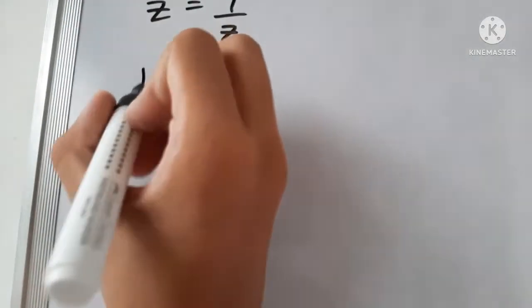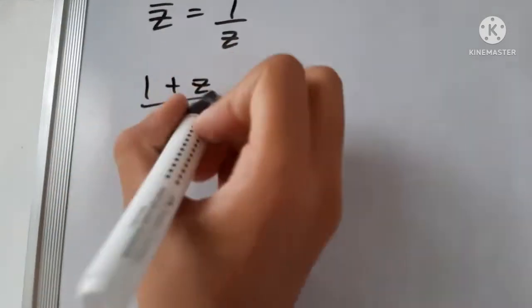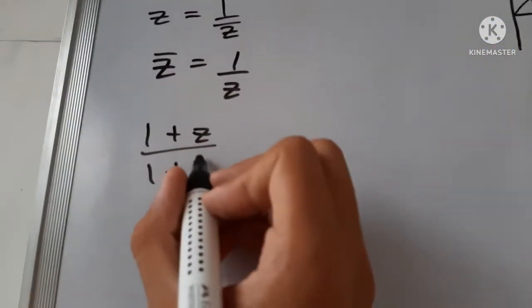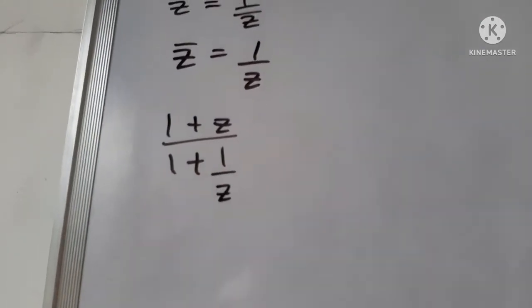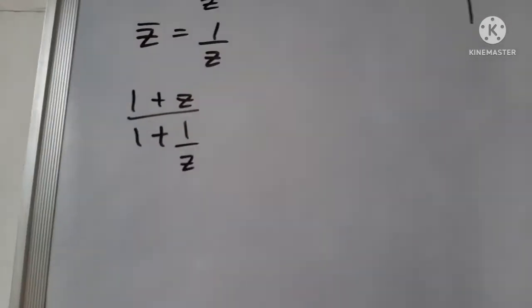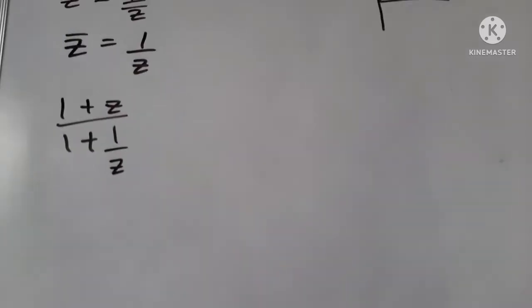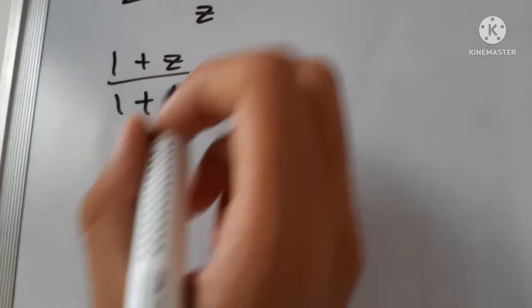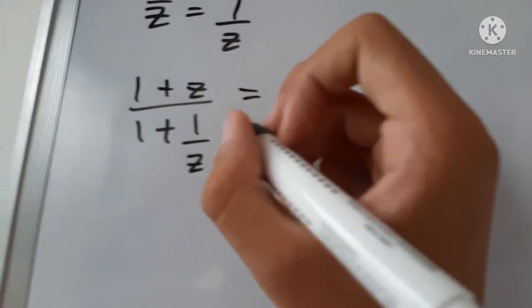1 plus z upon 1 plus, now for z conjugate we get 1 upon z. Now this should be easy enough to simplify.